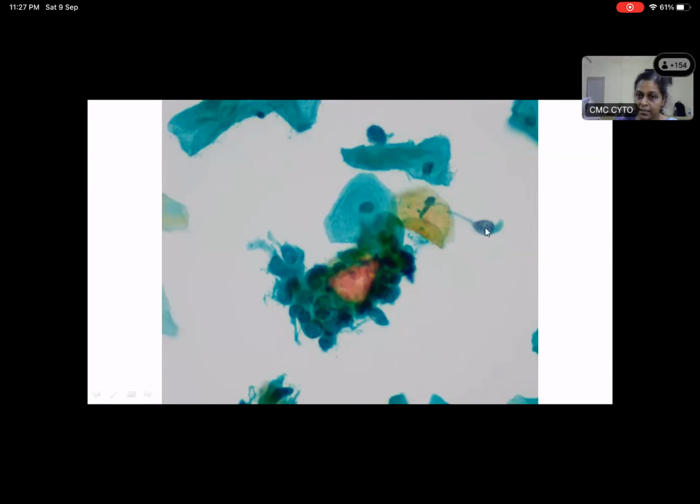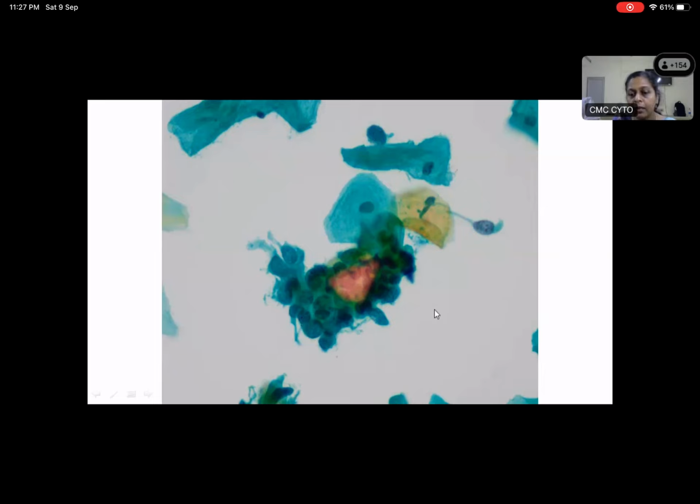Even this cell is actually abnormal. This cell is also abnormal. You can see the chromatin that is coarse. You can see that the NC ratio is markedly increased, isn't it? Hardly any cytoplasm. Normal endocervical cells should have a lot of cytoplasm. So here you can see that the NC ratio is markedly increased.